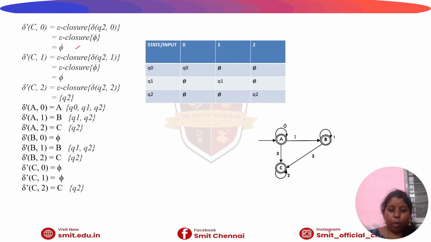Based on this, we are going to do the last step, which is nothing but the transition diagram. Here we have three states A, B, C. We'll put our three states A, B, C. For A, on 0, it goes to itself. For 1, it goes to B. For B, on 0, as it is empty, we will leave it. For 1, it goes to itself. And for 2, it goes to C. And C, when the input is 0, it's empty. And 1, it is empty. For 2, it goes to itself.